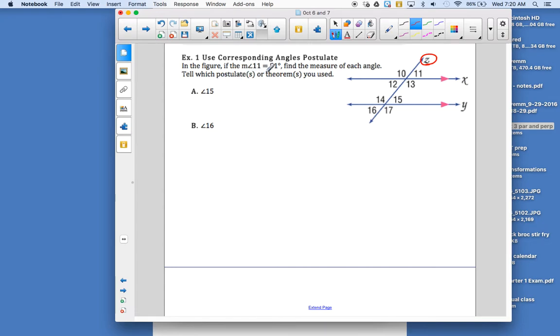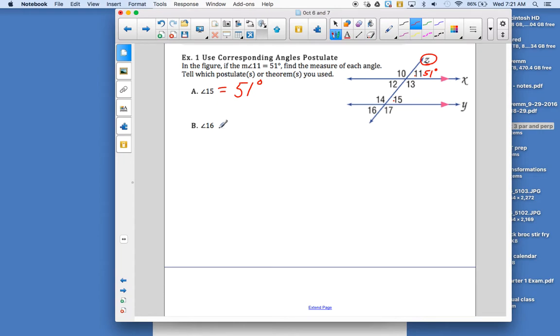Okay, if the measure of angle 11 is 51, so I'm going to put a little 51 right in my diagram, and you can do the same so I don't forget. Can we find the measure of angle 15? So if 11 is 51, what is the relationship from 11 to angle 15? That's right, they are corresponding angles. So angle 15 must also equal 51 degrees because these 2 angles will be congruent. They are in corresponding locations.